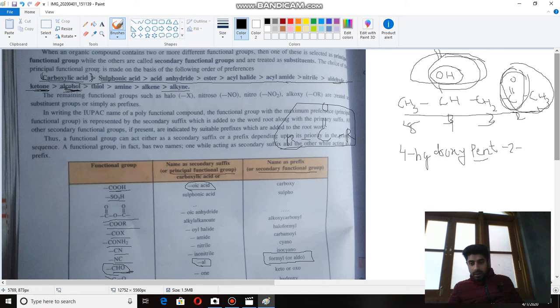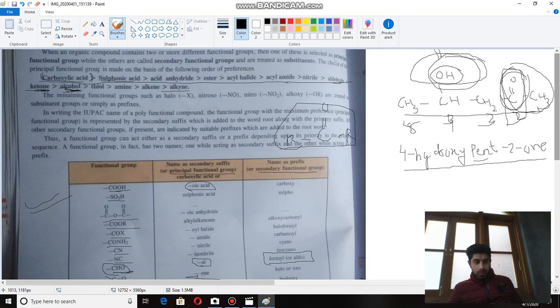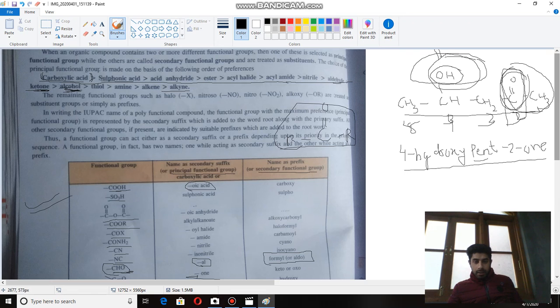Now what is the suffix for this ketone? From here it's present as principal functional group. Ketone is here, it is one, O-N-E. So here it will be one. Similarly, you can try many examples from this. You can pause the video and write it down. It was not possible for me to write each and every functional group, so I took a photo and pasted it here. I hope it's clear.